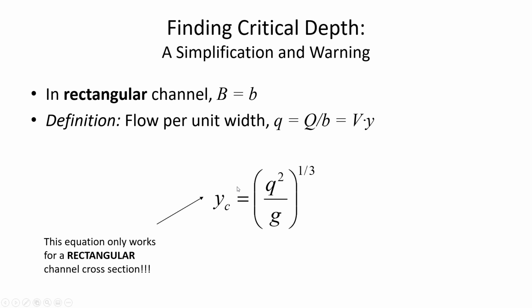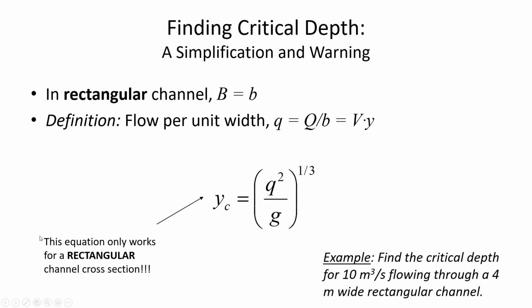But most likely, I'd ask you to find the critical depth for a channel that's not rectangular. And so you couldn't use this equation if it was a trapezoidal channel. It won't give you the right depth if it's a trapezoidal channel. So only use this if you have a rectangular cross-section. All right, we've already found the critical depth, so we don't need to do this example.